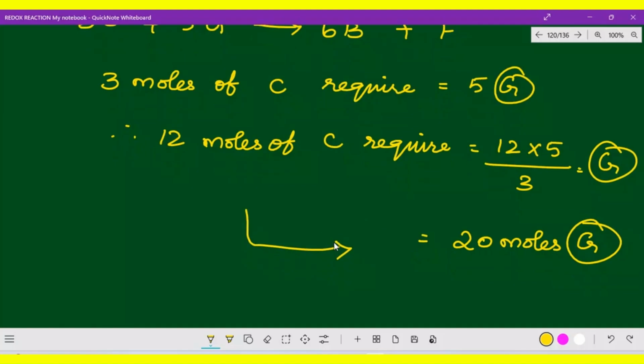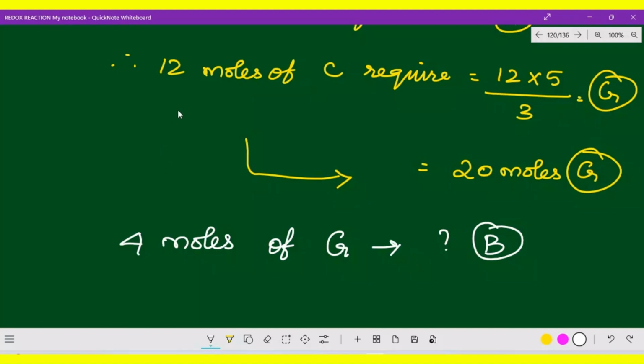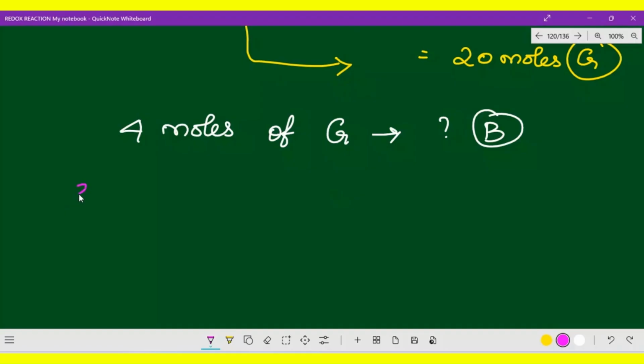Right, now in the question, 4 moles of G is there, and they are asking how many moles of B is formed. In the second equation, 3 moles of C combined with 5 moles of G, the actual yield is 50%, we may get 6 moles of B plus 1 mole of F. So here 4 moles of G, how many moles of B? That is the question.